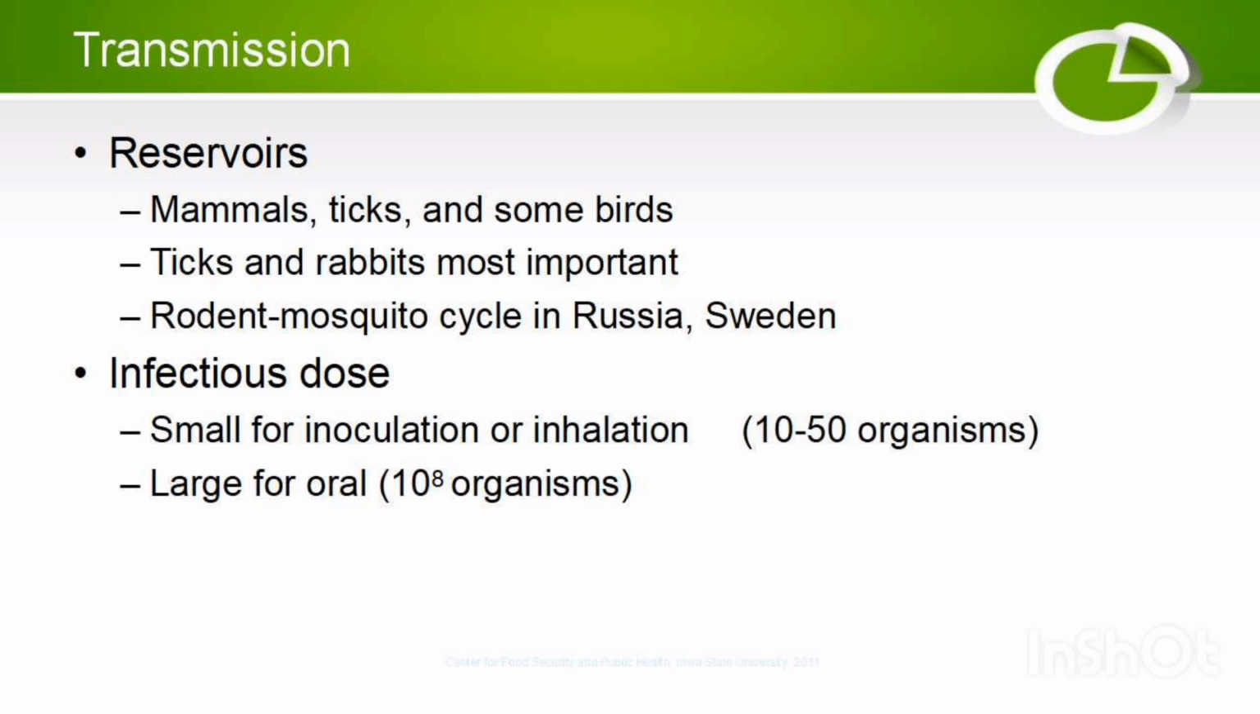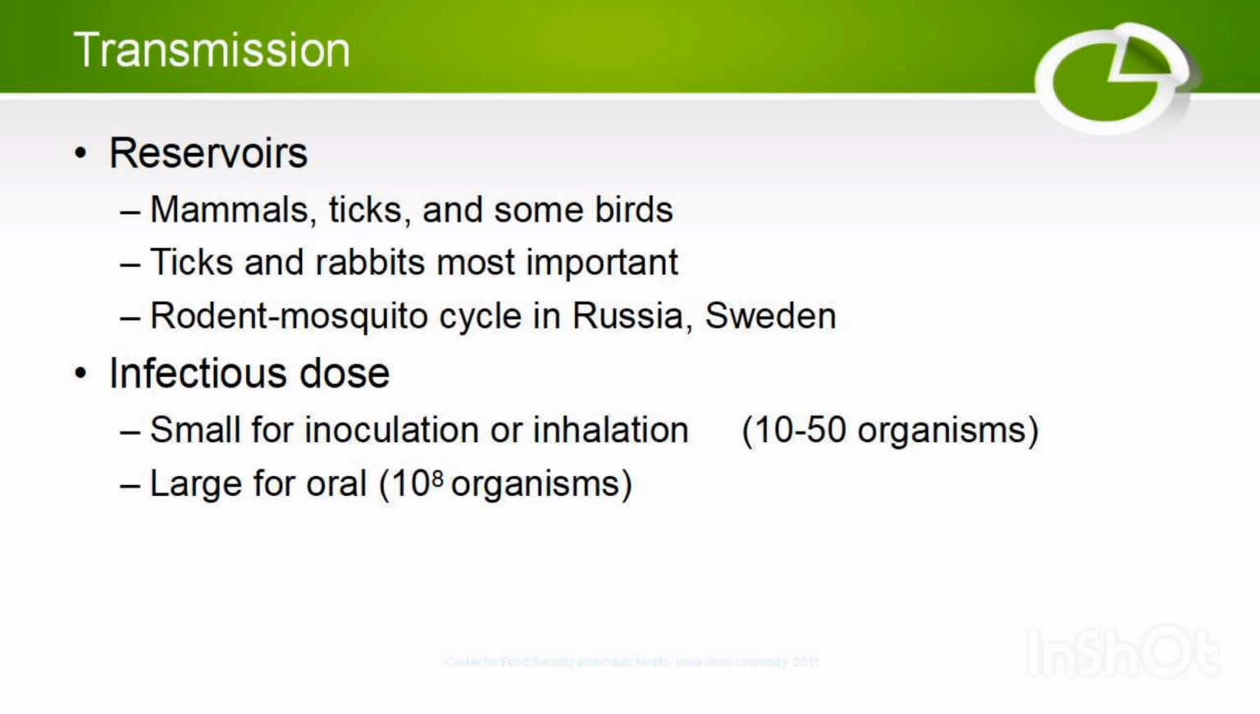There are many known reservoirs, at least 14 species of ticks, 6 species of flies, several mosquito species, over 100 wild mammal species, and 25 species of birds. Ticks and rabbits are the source of most human cases in the United States. A rodent mosquito cycle has been described in Russia and Sweden.